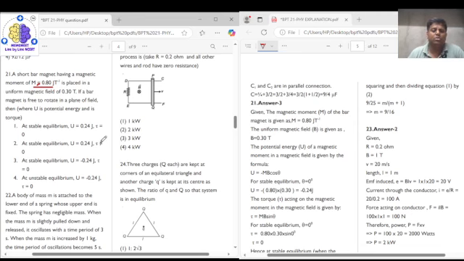Here torque is not equal to 0, so this will be wrong. And then for stable equilibrium, torque is equal to 0. So out of these three, we have to find what the potential energy will be.